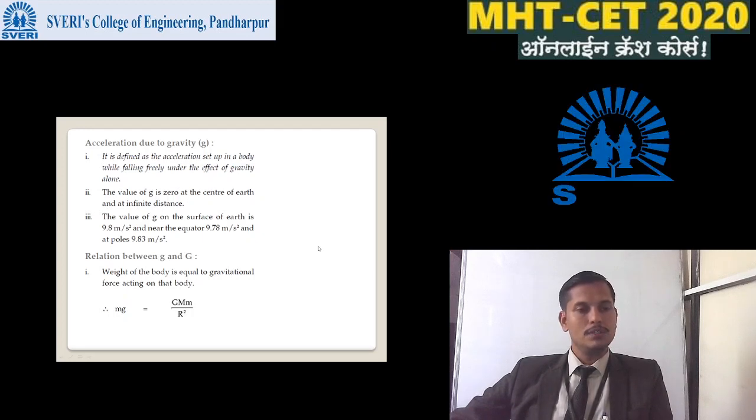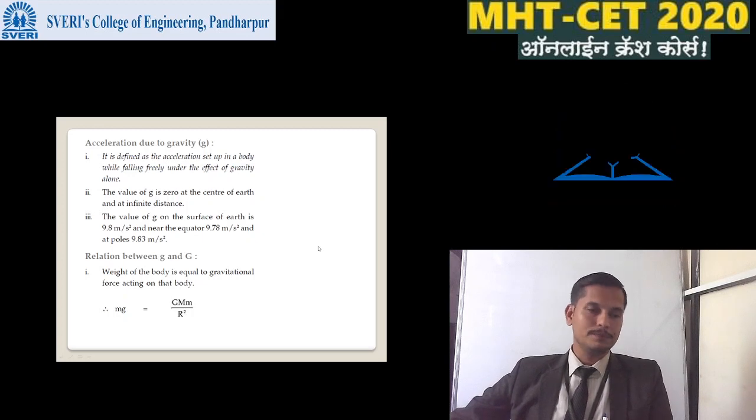If we look at the relation between small g and capital G, the weight of the body is nothing but the gravitational force acting on that body. So it is given as mg is equal to GMm upon r square.